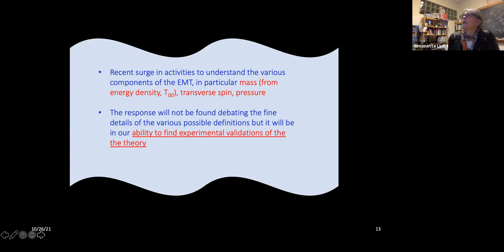So, a summary of all this. This is an introductory part. There has been a recent surge in activities to understand the various components of the energy momentum tensor, and in particular mass from the energy density, transverse spin and pressure.